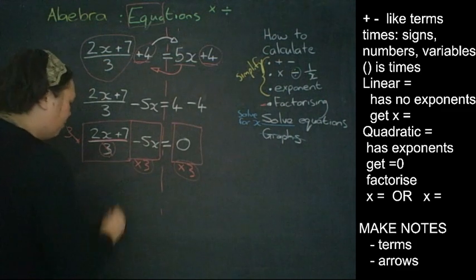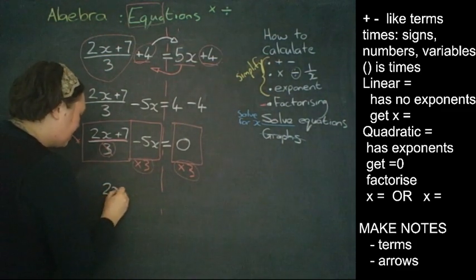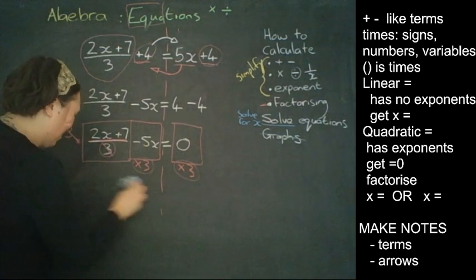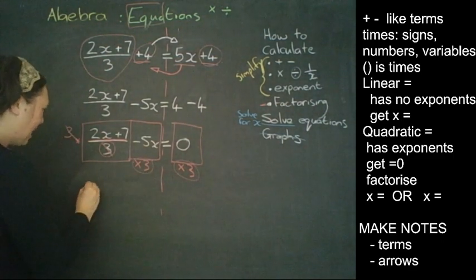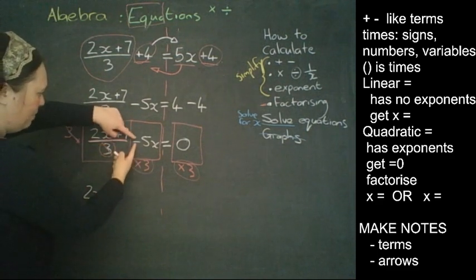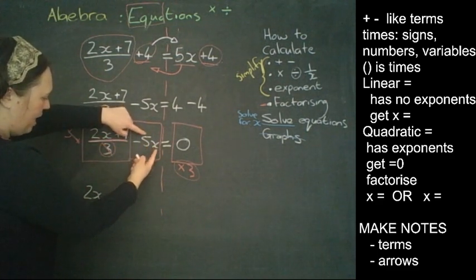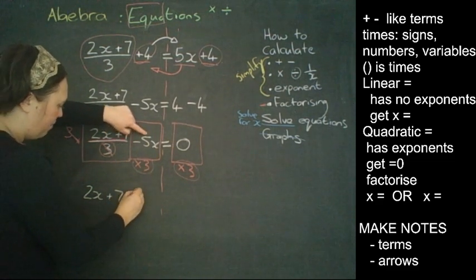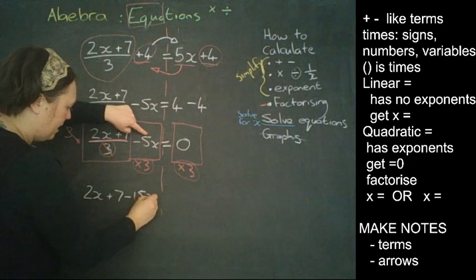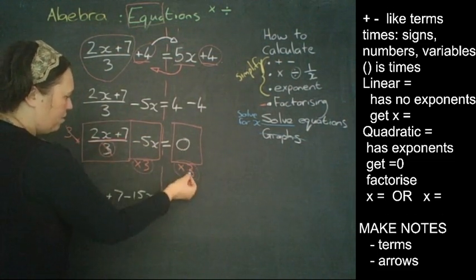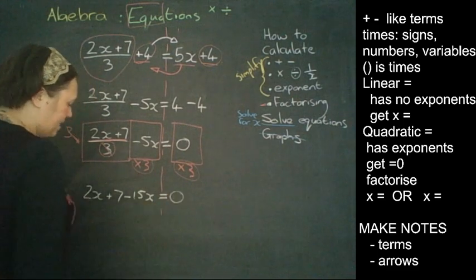So here we have 2x plus 7. Let me move it up a bit, sorry, space. 2x plus 7. And then we've got minus 5x times 3. So it's minus 3 times 5 is 15, and the x stays the same. Equals 0 times 3 stays 0.